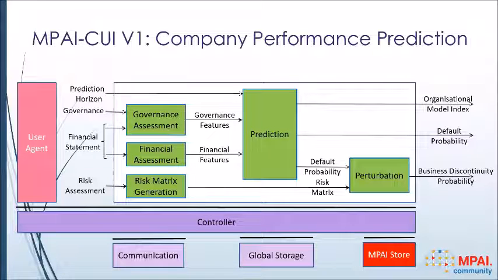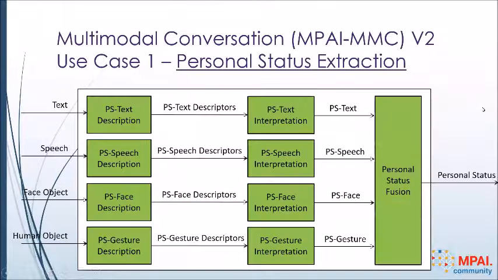This is another example, company performance prediction. So you have a company, you have plenty of data. You process the data according to these 3 AI modules. Then you use the governance features and the financial features, which are specified in the standard, to predict the probability of defaults in a certain time frame and an index of validity of the organizational model. So this is what we have done.